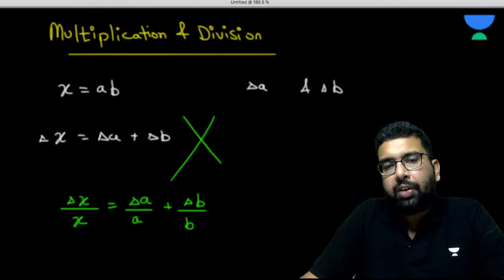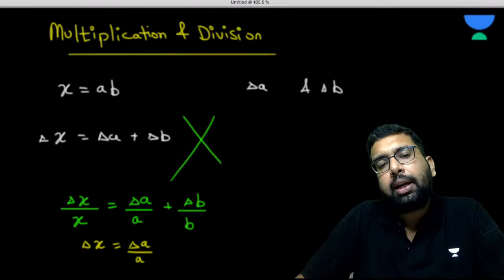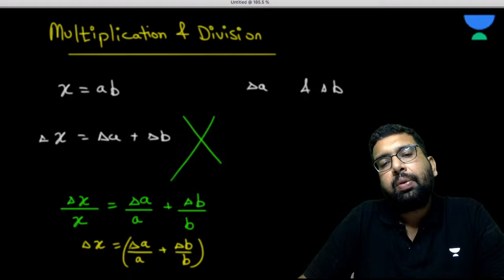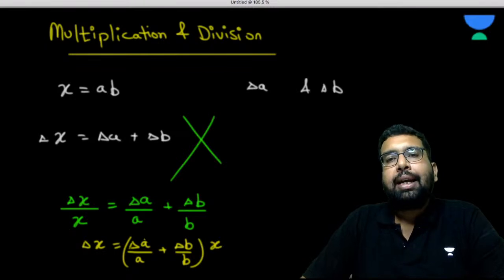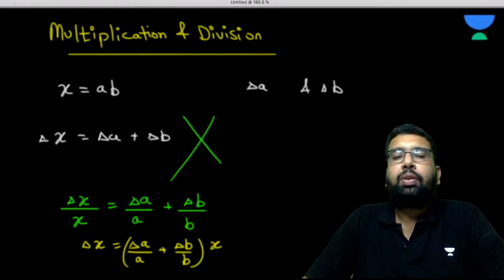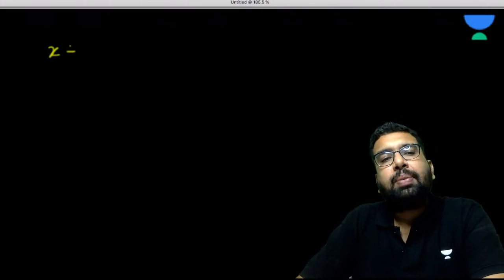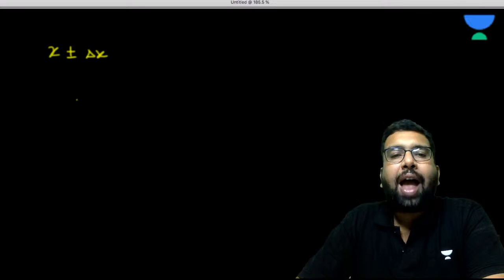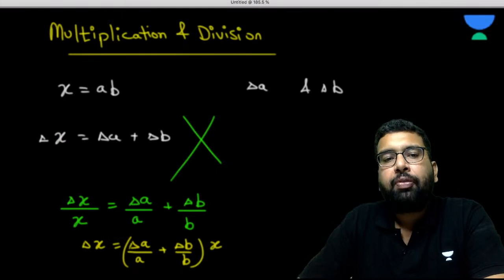Sir, from where will we get the delta x? From here you can get the delta x. Delta x is equal to delta a upon a plus delta b upon b, into x. So we have the value of x. If we have the values of a, delta a, b, delta b, we can get the delta x, and we can then say x plus minus delta x is the value of this multiplication. Now this is multiplication, so what happens if we divide?